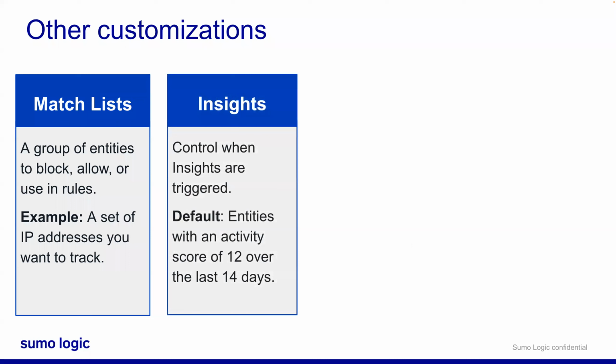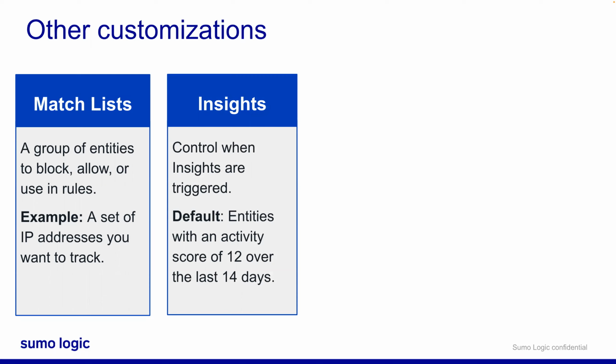Now, there are going to be several ways for you to customize your insight. One of those is related to the score, and I've been alluding to the score. Remember, the default to cluster those entities together is an activity score of at least 12 over the last 14 days, but that's configurable. It's out of the box. It's standard. It's what we encourage you to use, but you make your own decisions.